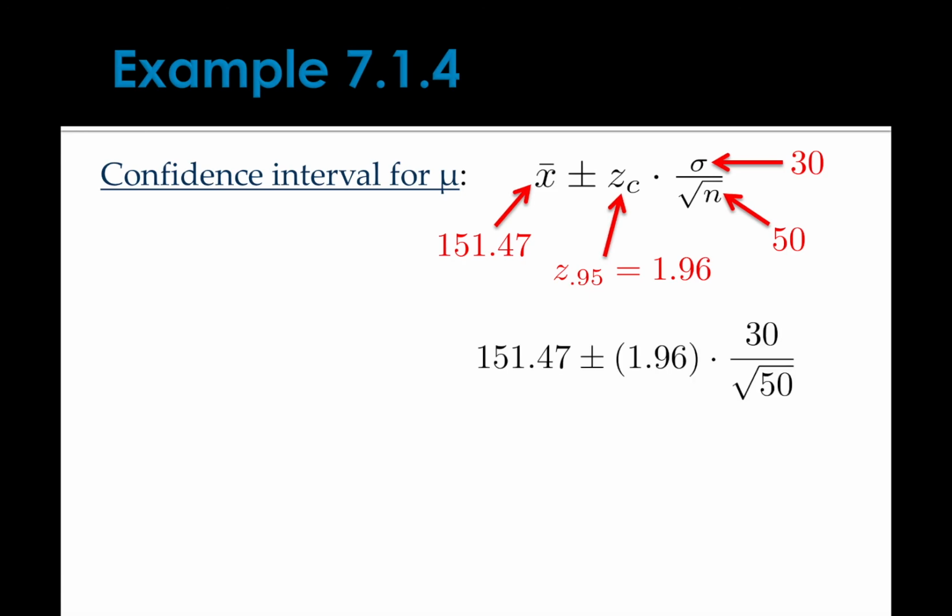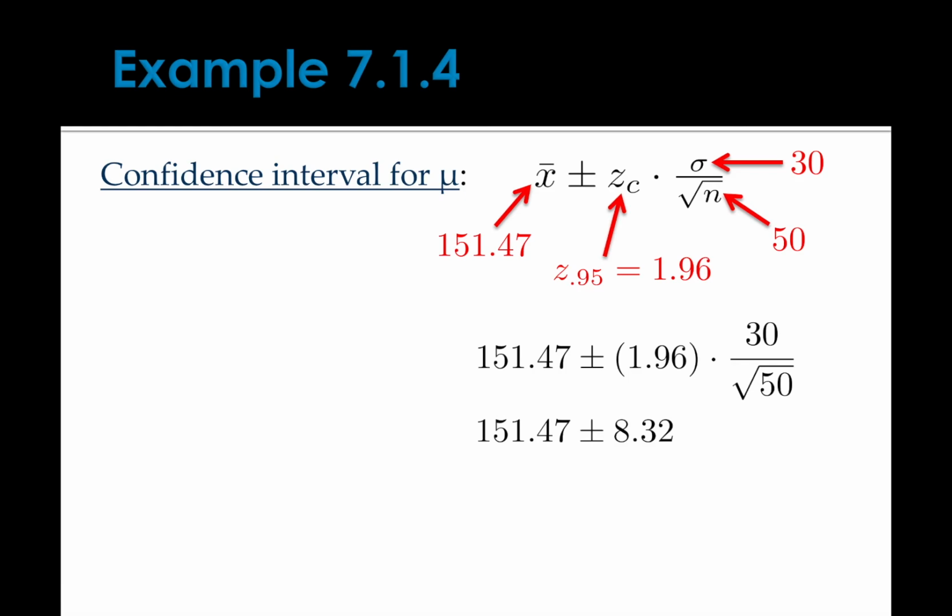151.47 plus or minus 1.96 times 30 over root 50. Again, I go to my calculator and do just the stuff after the plus or minus, just my margin of error. 1.96 times 30 divided by square root of 50. Okay, and I get 8.32. So 151.47 plus or minus 8.32.